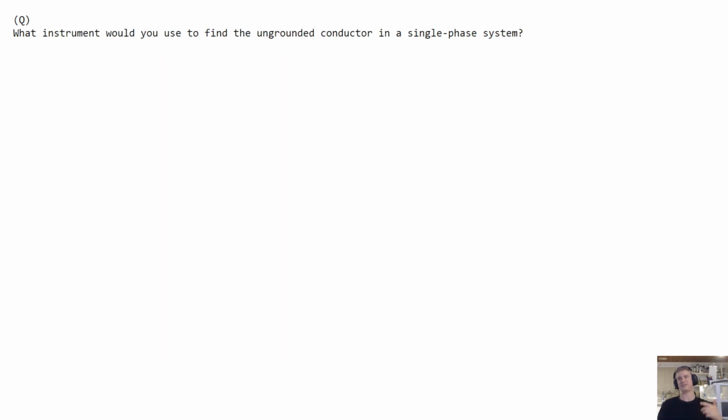Next, what instrument would you use to find the ungrounded conductor in a single phase system? This would be a neon tester. Next, how much heat will be produced from a 240 volt heater ran on 120 volts, and that would be a quarter as much. Next, what is the most common way to improve the commutation of a DC generator? And this would be the interpoles.